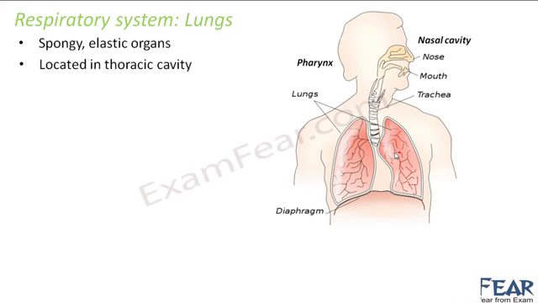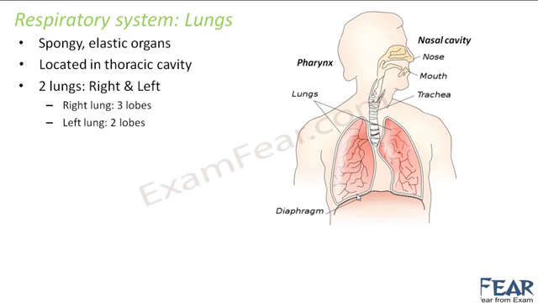Located in the thoracic cavity, as I explained just now. The lower surface of the lungs rests on the diaphragm. I mentioned before, right? The diaphragm denotes the end of the thoracic cavity. So the lower surface of the two lungs rests on the diaphragm. There are two lungs in the human body, the right lung and the left lung. So which is our right lung? This is the right lung and this is the left lung.